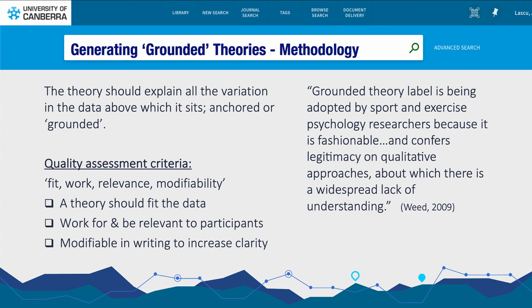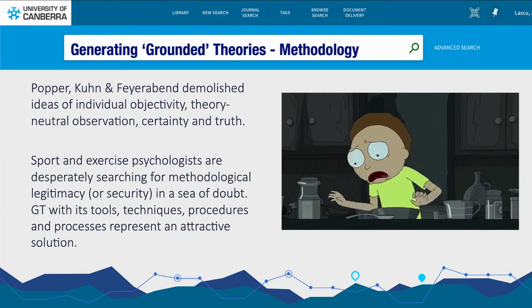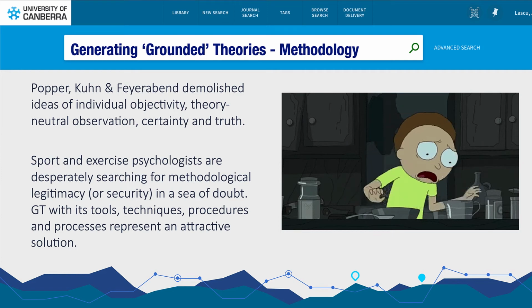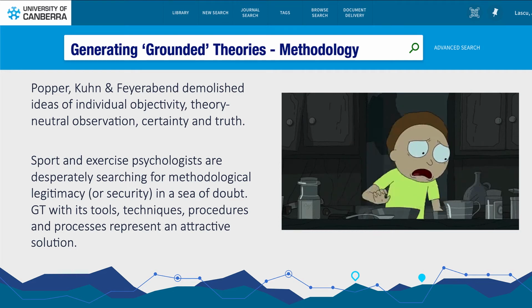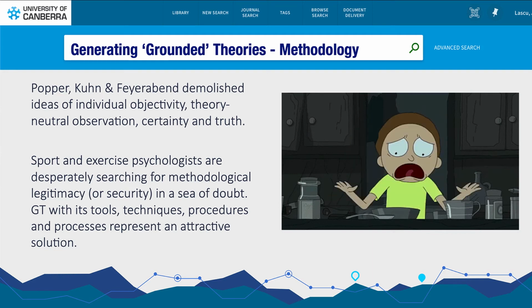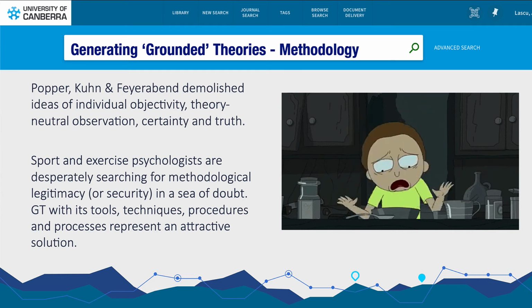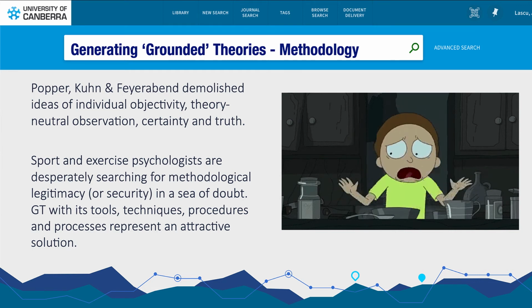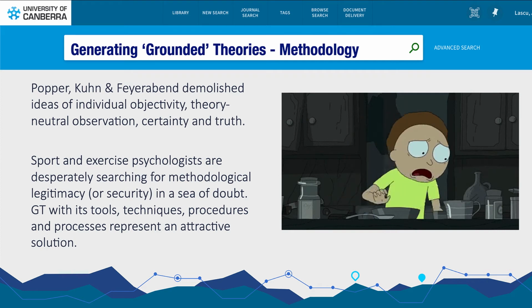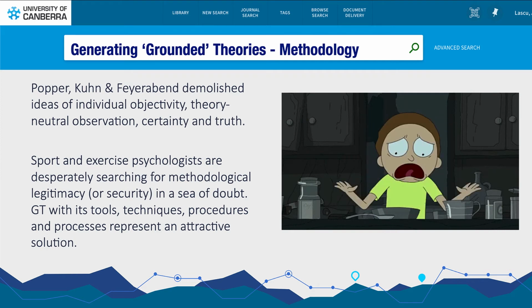And this is a really key quote here from Weed, because they conducted a critical review of the use of grounded theory. And there's a reason for it. So Popper, Kuhn, and Feyerabend demolish the ideas of individual objectivity, theory-neutral observation, certainty, and truth, which are a lot of the foundations of how we understand grounded theory. As such, sport and exercise psychologists are desperately searching for methodological legitimacy or even security in a sea of doubt. Grounded theory, with its tools, techniques, procedures, and processes, represents an attractive solution.